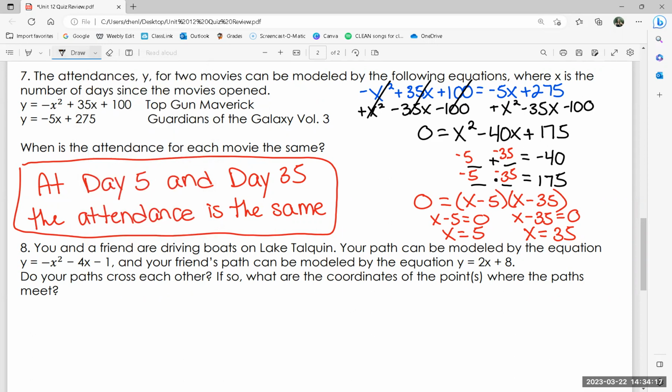Okay, number 8, you and a friend are driving boats on Lake Talquin. Your path can be modeled by the equation y equals negative x squared minus 4x minus 1, and your friend's path can be modeled by the equation y equals 2x plus 8. Do your paths cross each other? If so, what are the coordinates of the points where the paths meet? So we're going to set each of our equations equal to each other.